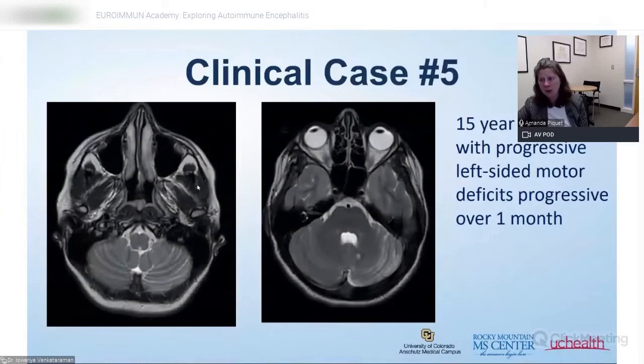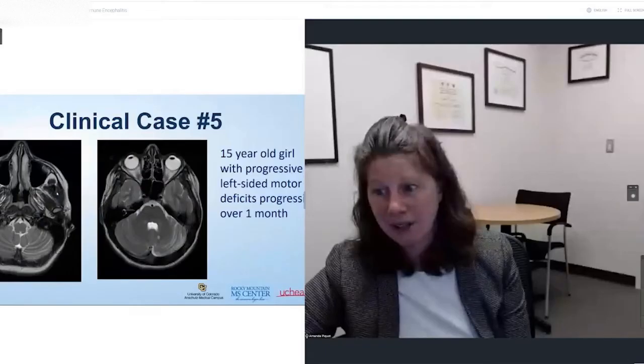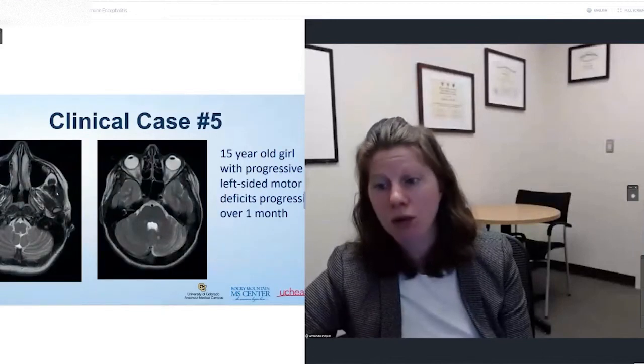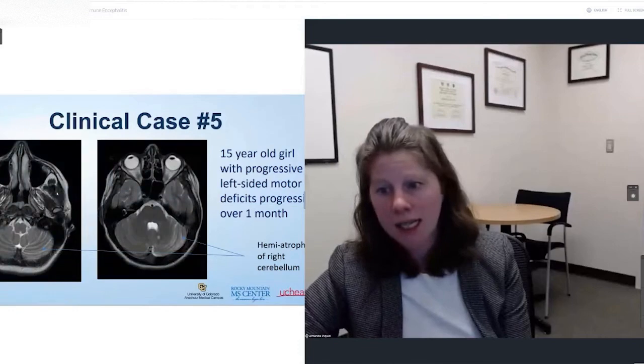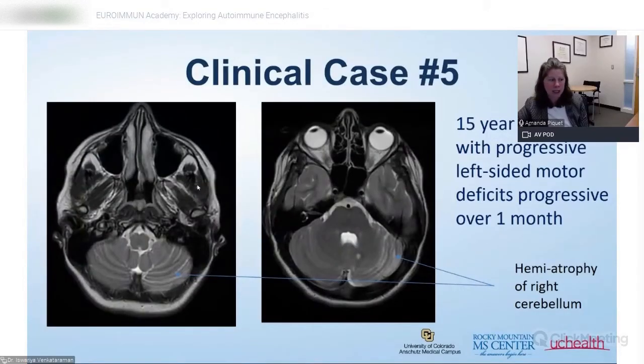This is a 15-year-old girl who developed progressive left-sided motor deficits, and this progressed over the course of 1 month. Here on the brain MRI, you can see hemiatrophy in the right cerebellum. When you compare that to the left, especially on the T2 images, you could see this white area, which demonstrates your CSF, and that's shrinking down in the brain, so we can see that.